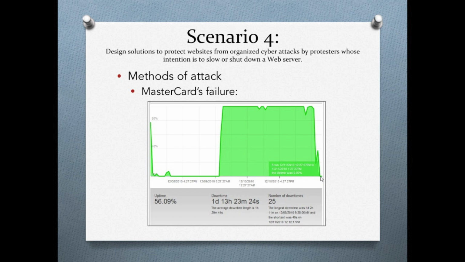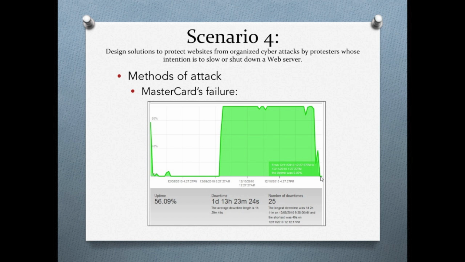That MasterCard was down. This is in 2010. That is killer for them. That is absolutely outrageously embarrassing and horrible for business. I don't know how much money they lost, but we can easily say in the millions, if not more. So this is an example. If MasterCard can be shut down, who else could be shut down, right? So this is a real issue.